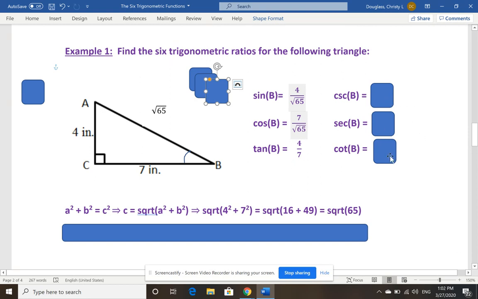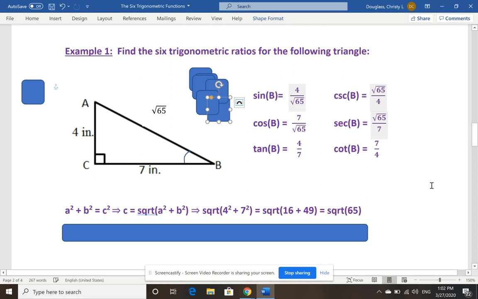Now, these next 3 are the reciprocals, and a lot of times you'll see them lined up like this with the first 3, and then the next 3 in the order of their reciprocal. So cosecant is the reciprocal of sine. So a lot of times you'll see those right next to each other and so on. So cosecant is hypotenuse over opposite, simply the reciprocal of sine, so the square root of 65 over 4. Secant is hypotenuse over adjacent, so that's the reciprocal of cosine. And then cotangent is the reciprocal of tangent.